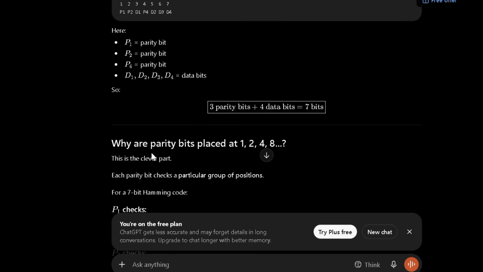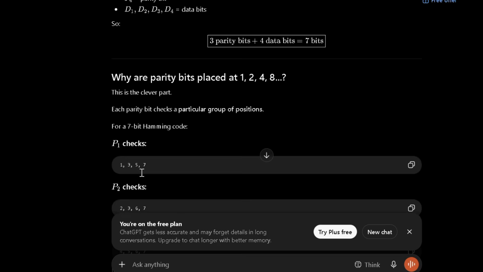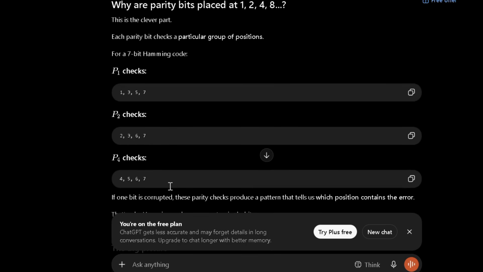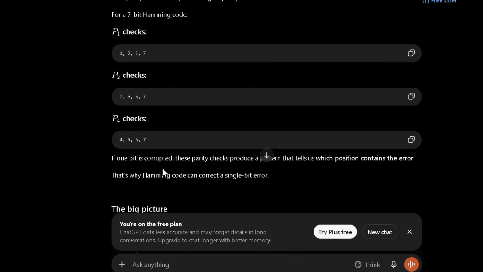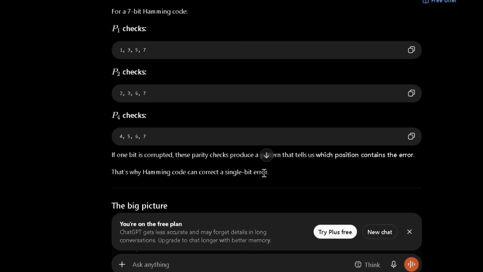This is the clever part. Each parity bit checks a particular group of positions. For a 7-bit Hamming code, P1 checks 1, 3, 5, 7, P2 checks 2, 3, 6, 7, P4 checks 4, 5, 6, 7. If only one bit is corrupted, these parity checks produce a pattern that tells us which position contains the error. That's why Hamming code can correct a single bit error.